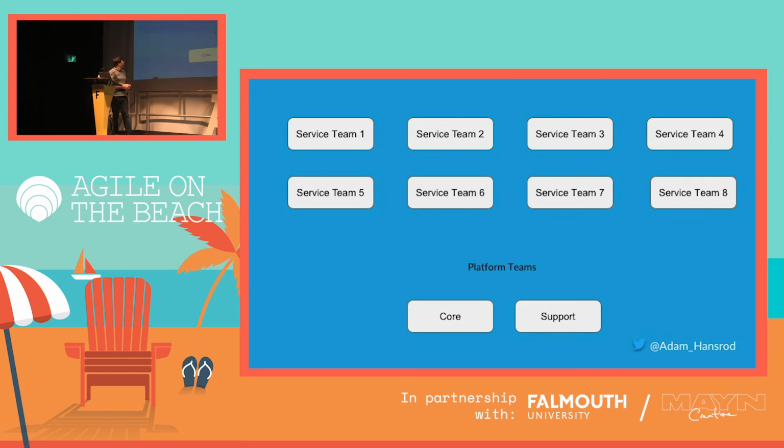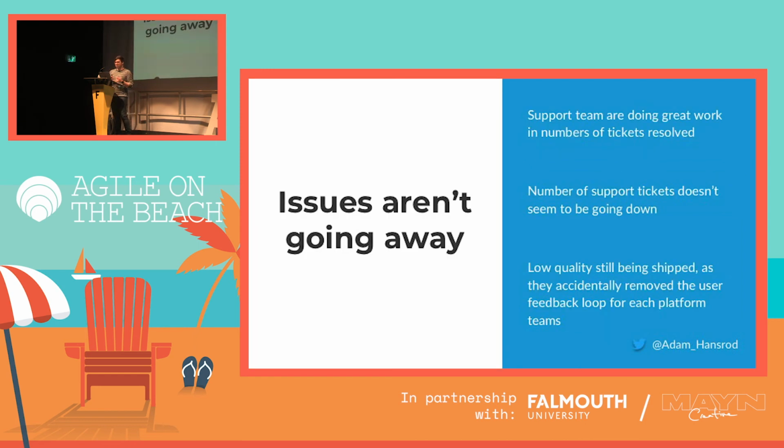You've got the core team just shipping stuff out, but all of that feedback comes back to the support team. The issues won't go away. They never go away. Usually the support tickets probably get higher and higher and higher. And even though the support team can be the best people on earth, do an amazing job, the issues won't go away, because you haven't got that feedback loop in place.